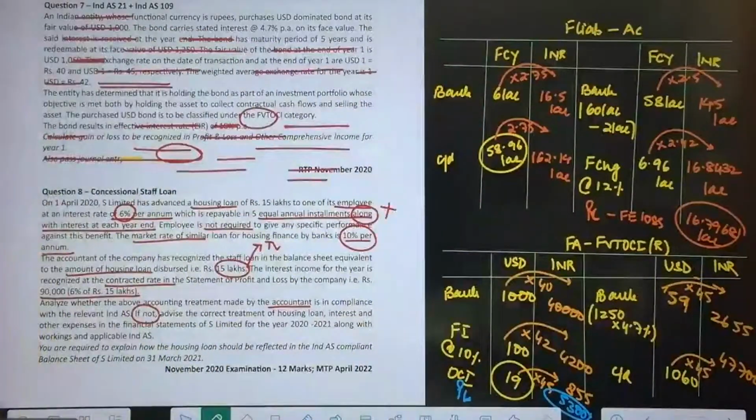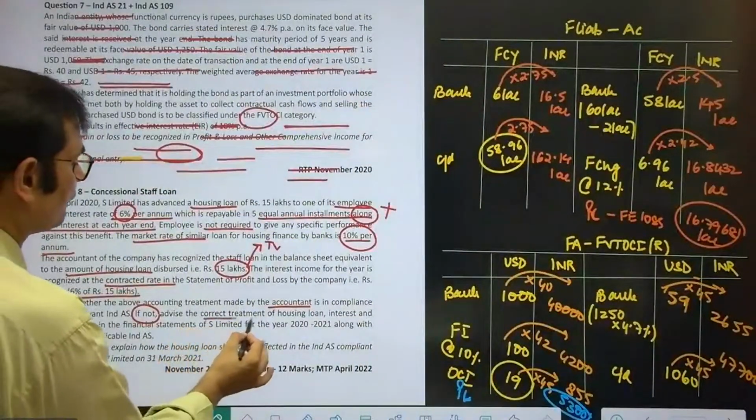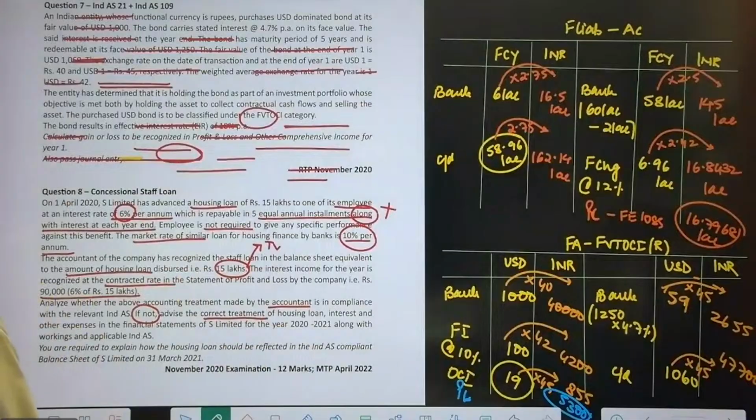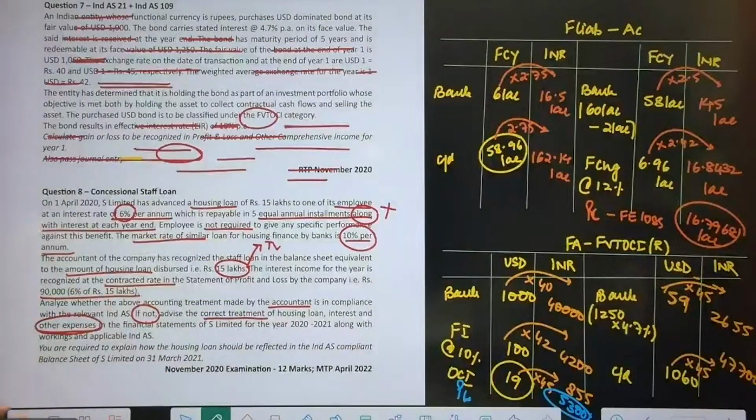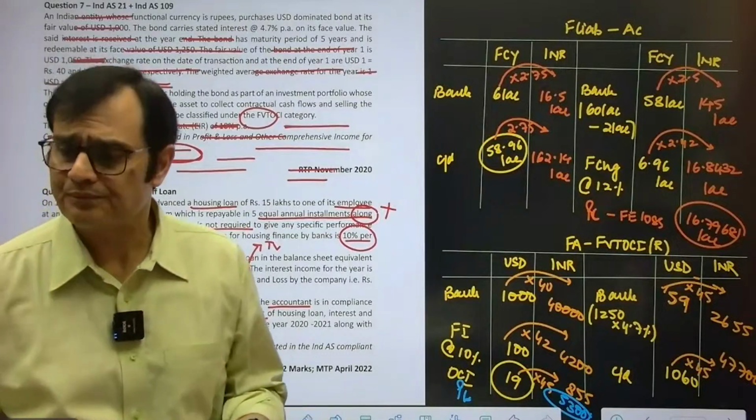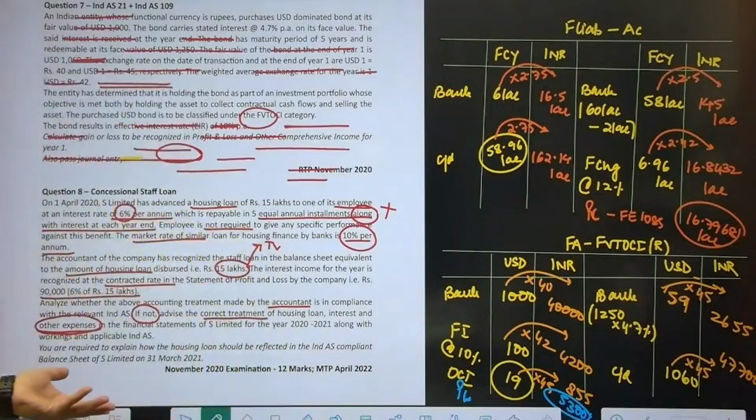So it says, if not, advise the correct treatment of housing loan, the interest and the other expenses in the financial statement. It talks about other expense. Which other expense is it talking of? He says, advise the treatment of the loan, the interest and the other expense. Which other expense is he talking of? Is there any other expense given in the question? No, sir. It's a difference between 10% and 6%. Yes, exactly correct. The difference between the 10% and 6%.